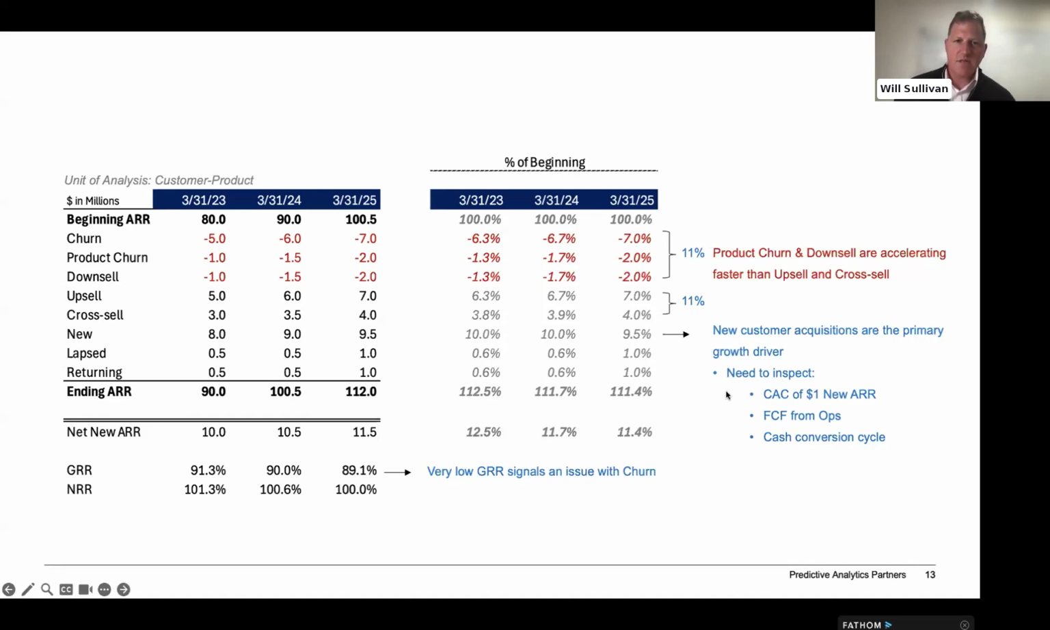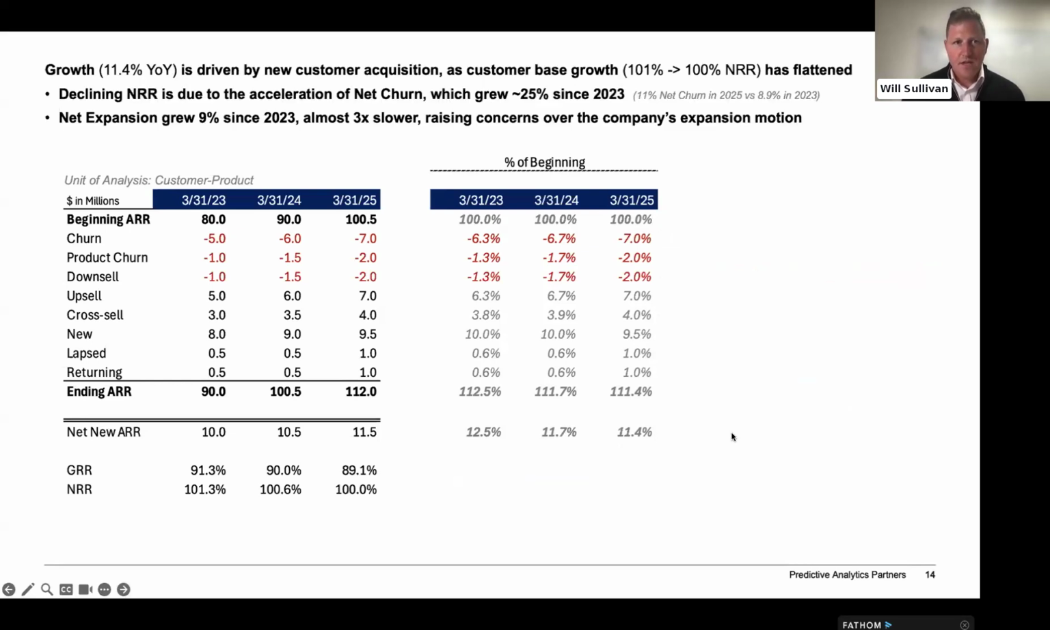And this is where RevOps can bridge the gap with finance. Then you get this conversation of what's the customer acquisition cost of $1 of new ARR? What is our free cash flow from ops doing over this time period? And then what is our cash conversion cycle? Is it healthy or is it decreasing in terms of where we have the ability to sustain double-digit growth, or is there going to be future cash flow concerns? This is what happens when a private equity fund or a strategic buys a company. They do this level of analysis.